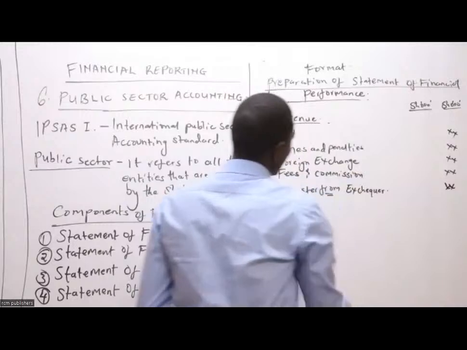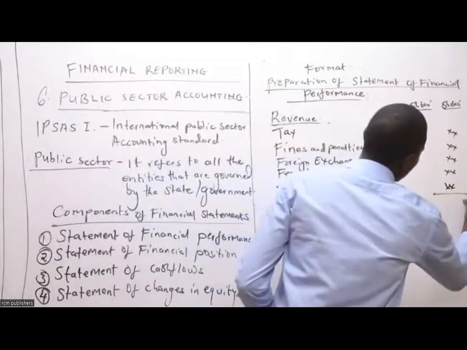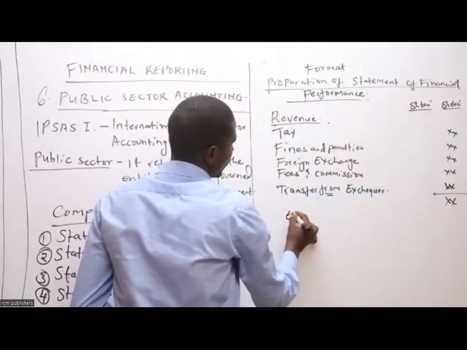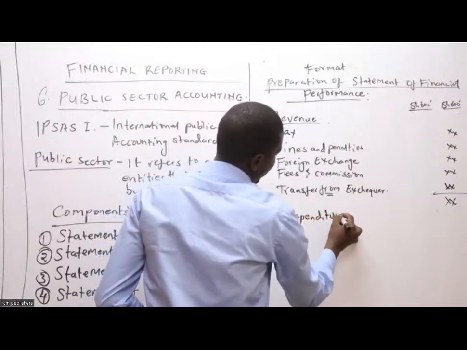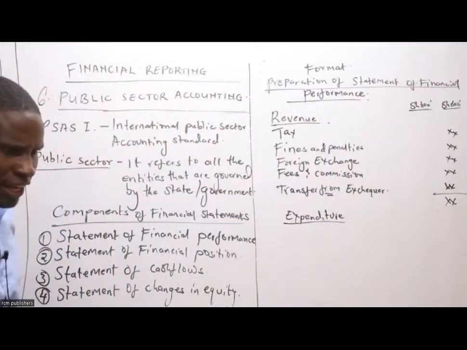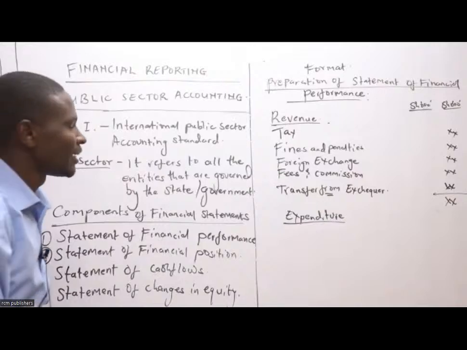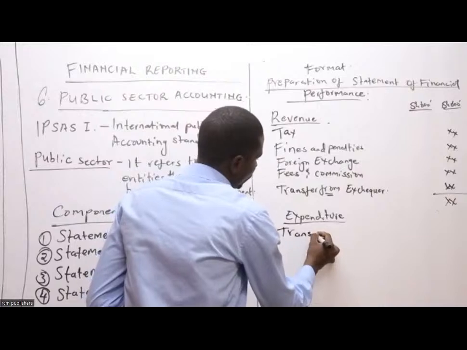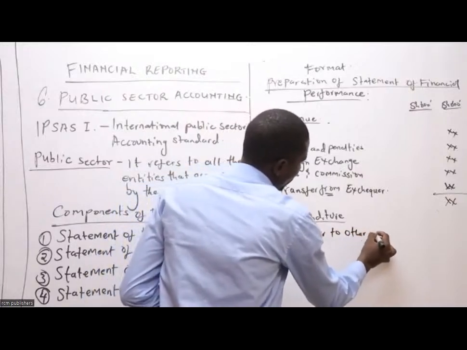And I will not put any other revenue. Let me get the total revenue. And then we have our expenditure here. So what about some of the expenditure? Yeah, it will be an expenditure. So we can start with it. Transfer to other ministries.